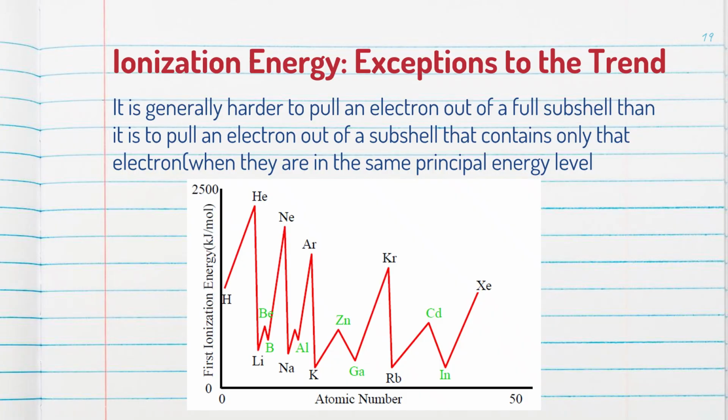In general, it's harder to pull an electron out of a full subshell than it is to pull an electron out of a subshell that contains only that electron, if they're in the same principal level. If we look at hydrogen and helium, hydrogen only has one electron, while helium has two with a full valence shell. It's not going to want to give those electrons up very easily. Hydrogen wants to get rid of that electron so it can be happy not to have it there.